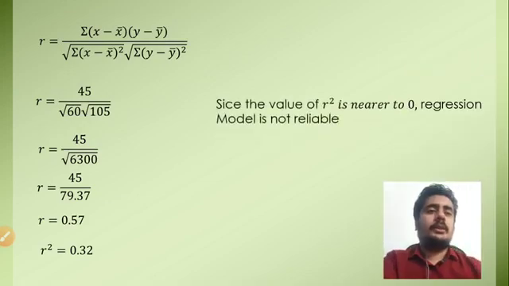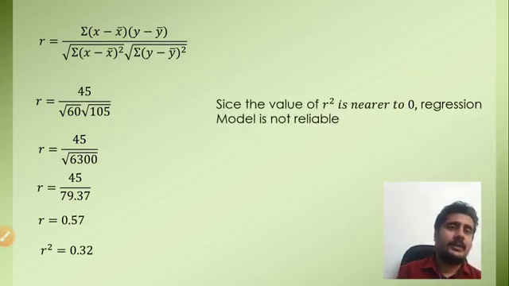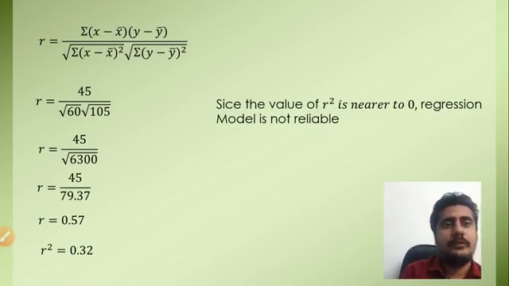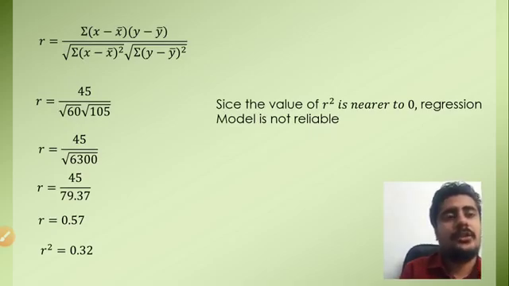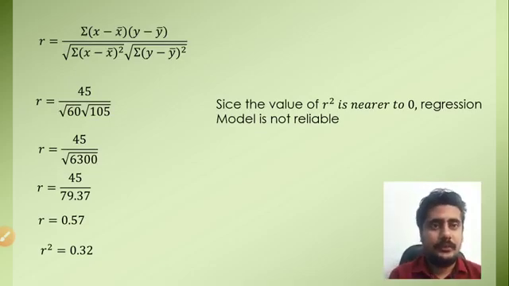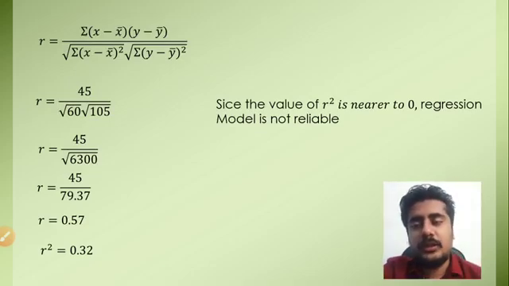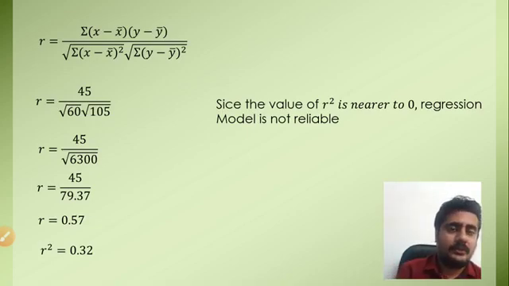So 0.32 is near to 0 or near to 1? Obviously it is near to 0. So since the value of r square is near to 0, the regression model is not reliable.